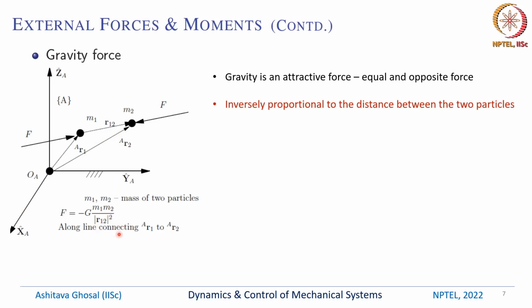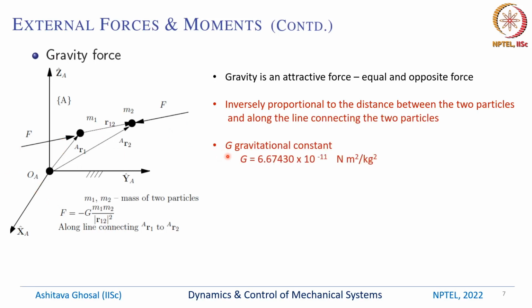It is inversely proportional to the distance between the two particles. Okay, that is very useful and important. And it is always along the line connecting these two particles. G is a gravitational constant. It is a very important and well-known number. It is given and available in many textbooks.